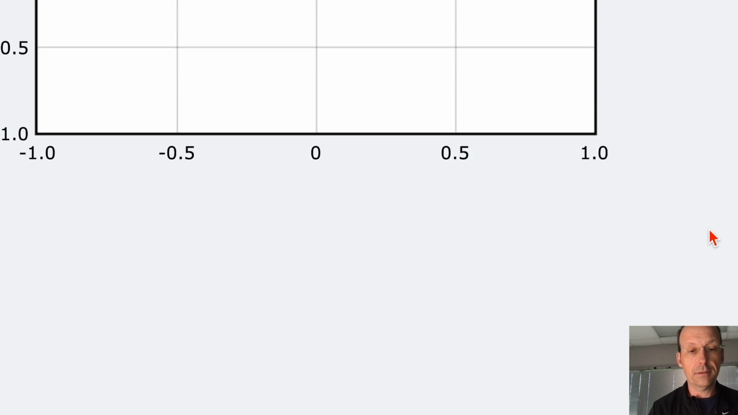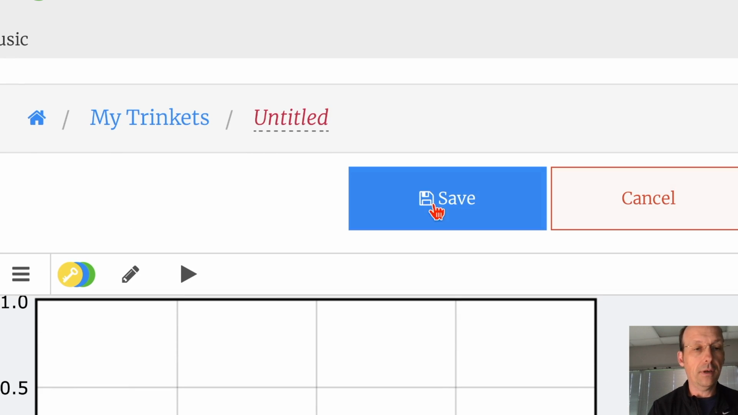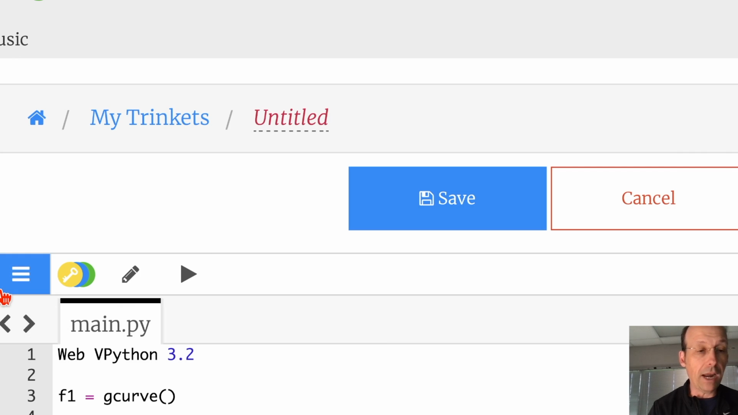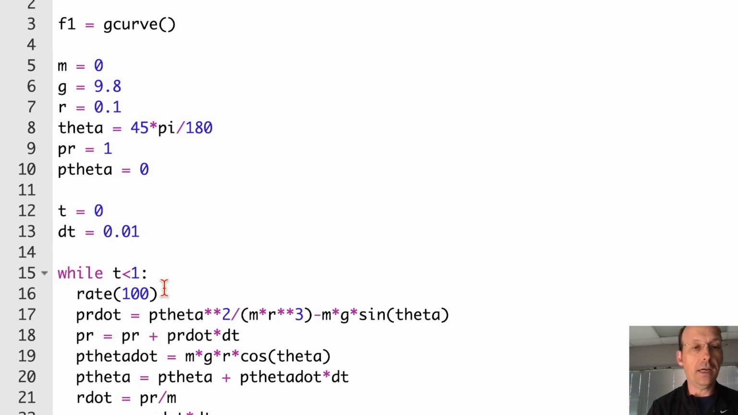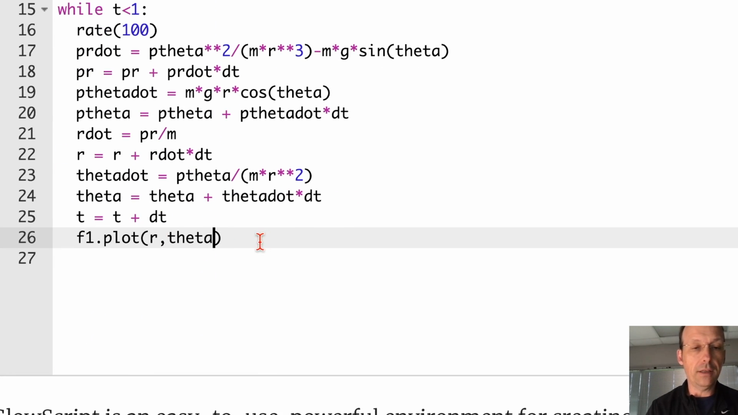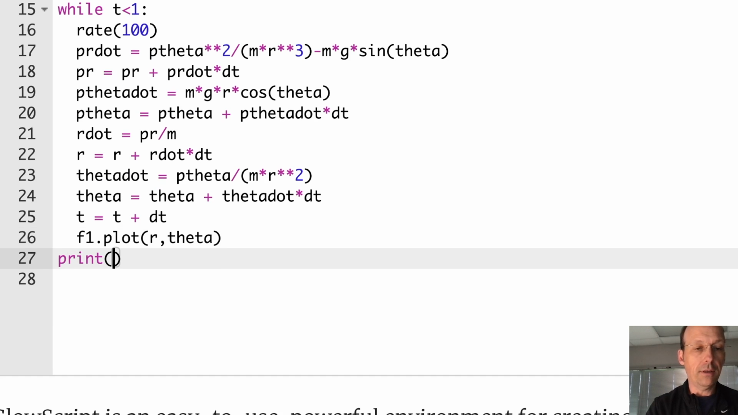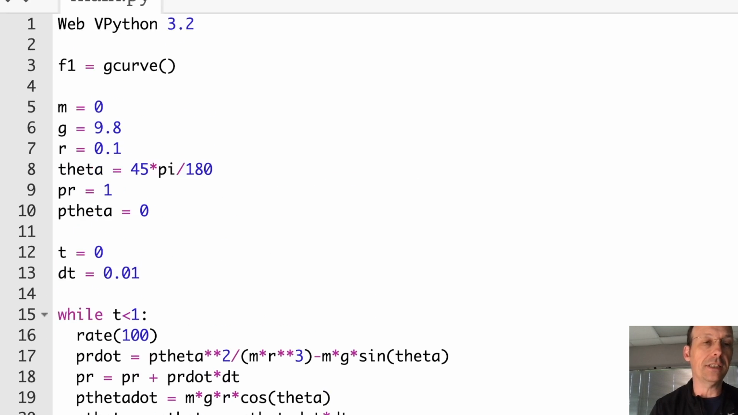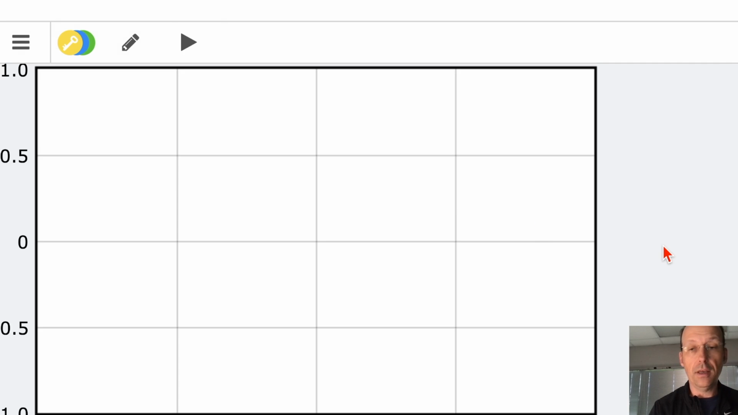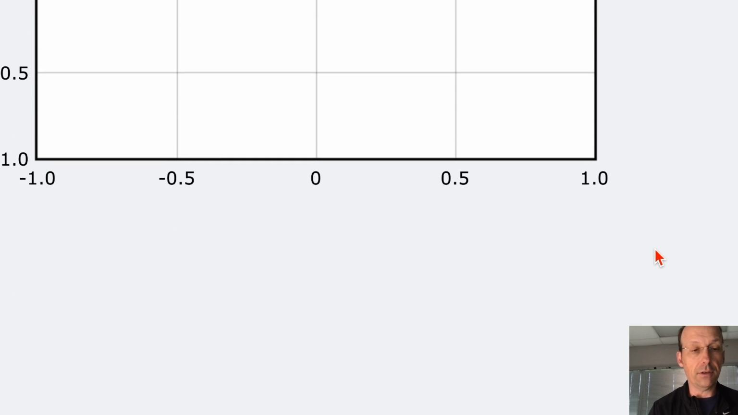See? Okay, so something happened. It ran. It just didn't plot anything. Let's just print R, theta, PR, P theta. Let's just see what happens if I print all those things. Is it giving me values, or is it giving me stuff that I don't know?